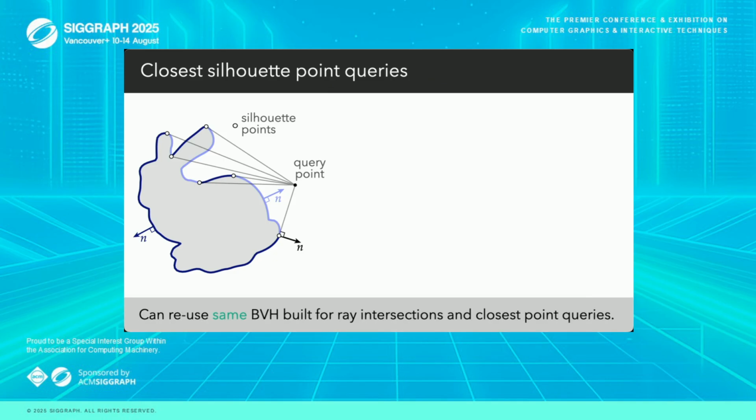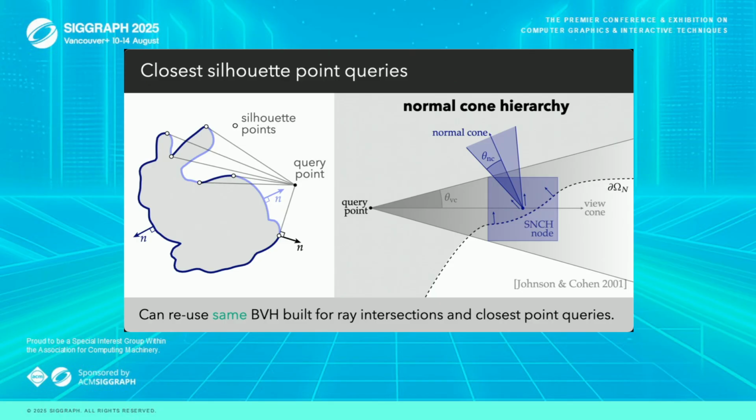Okay, now all of this might sound a little complicated, but we can actually compute the closest silhouette point very efficiently using the exact same boundary volume hierarchy that we already use for ray intersections and closest point interactions. The only thing we need to do is store a little extra information about the boundary normals, so we'll encode the orientation of the geometry inside of each node.